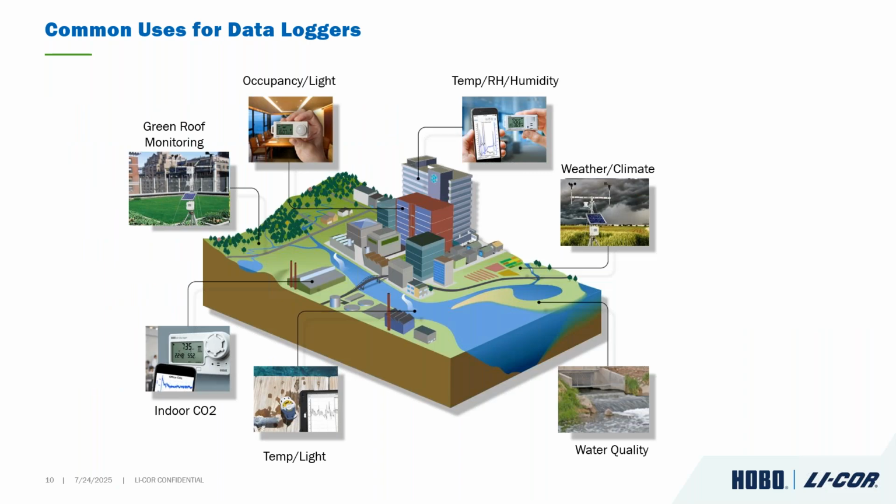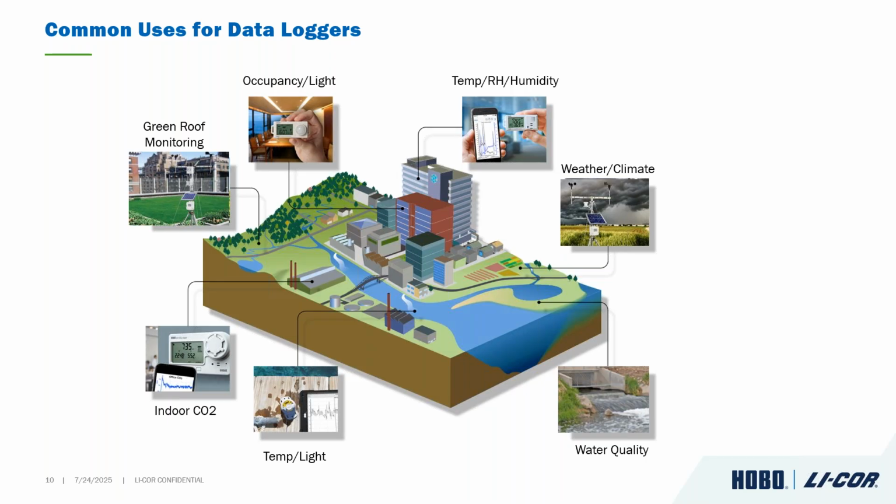For a few common uses for our data loggers, starting from the top left here, green roof monitoring is a great option for monitoring some different weather applications around your office, which in return will help, as we will get a bit more into that shortly. Our occupancy and light data loggers are available for office spaces to help control using light and office capacity.